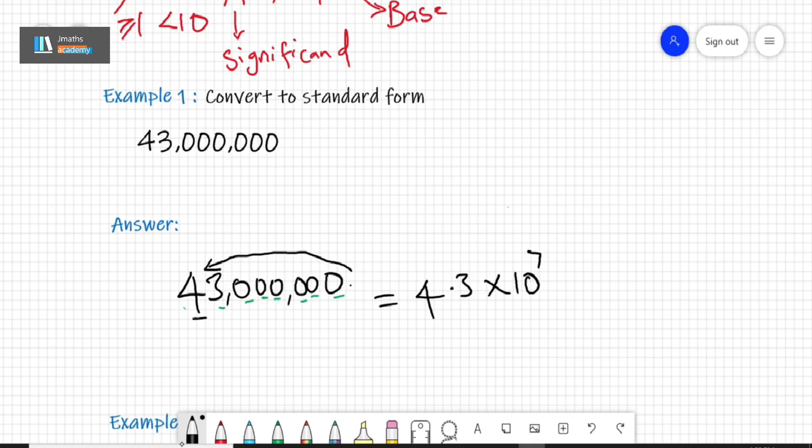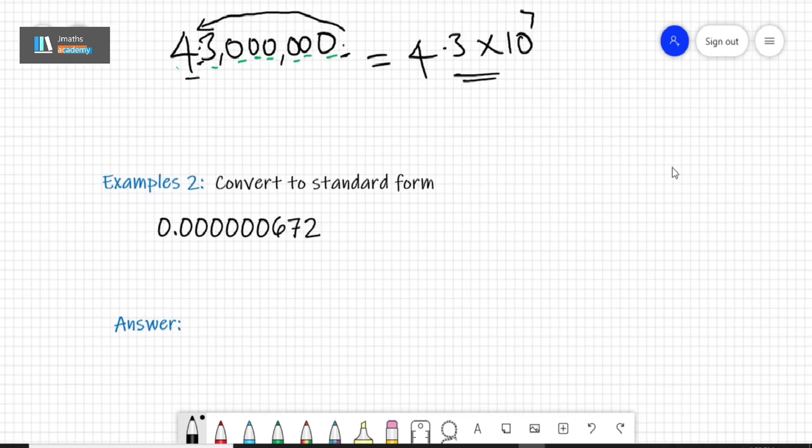Now, as you can see, our exponent is 7 simply because of the number of digits between the former position of the decimal point and the new position of the decimal point. So here's our answer. Let's move on to the second type of number.